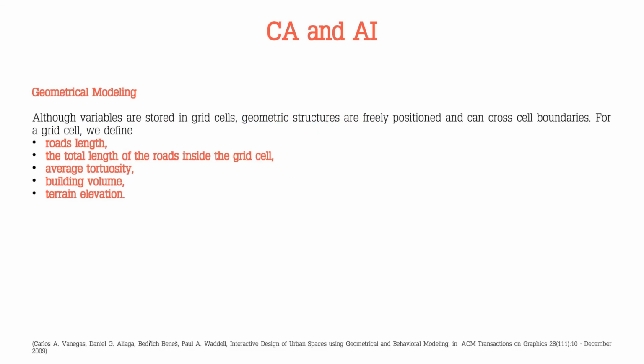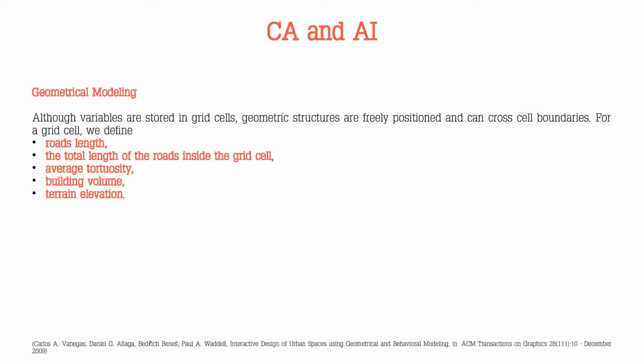In the case of the geometrical modeling of the road, which is one of the elements pointed out by this method, it includes, for example, road length, the total length of the road inside the grid cell, average tortuosity, building volume, terrain elevation. But this slide points out a very interesting element. We must remember that a certain entity, like the road, crosses different cells.